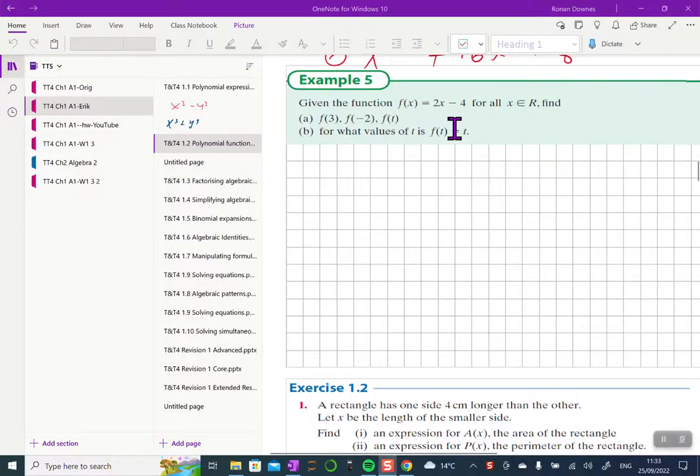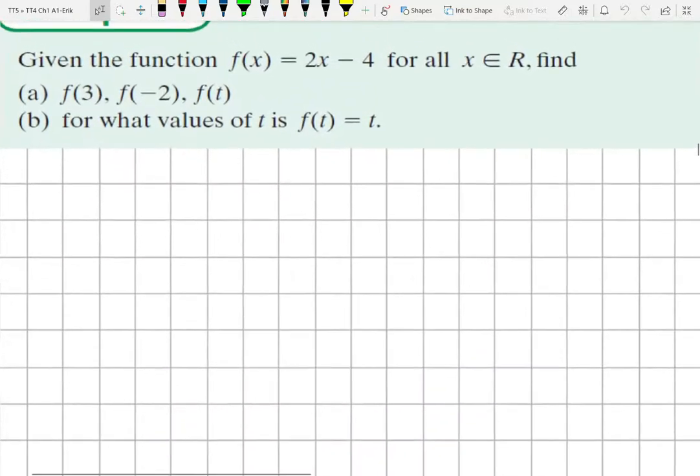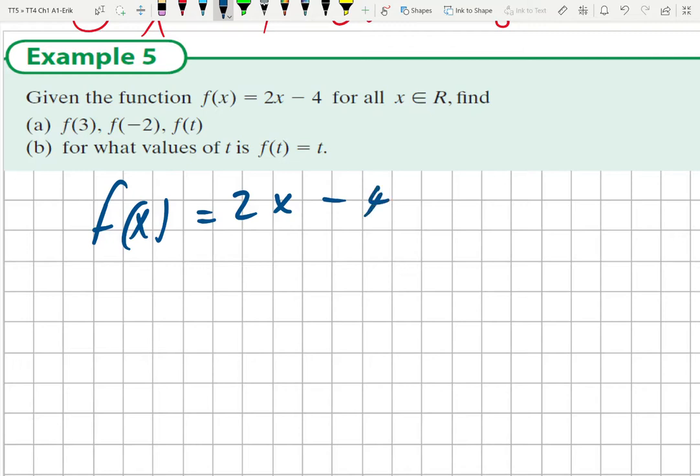Okay, now we're on example 5 from Text 4, 1.2. So we have a linear function here, and we want to drop in a negative 2. Let's write it again anyway, just to set ourselves up right. So we put in what's called a dummy variable of 3. We'll substitute 3.